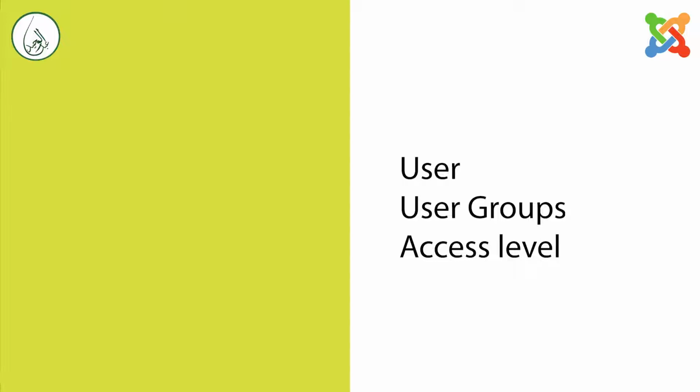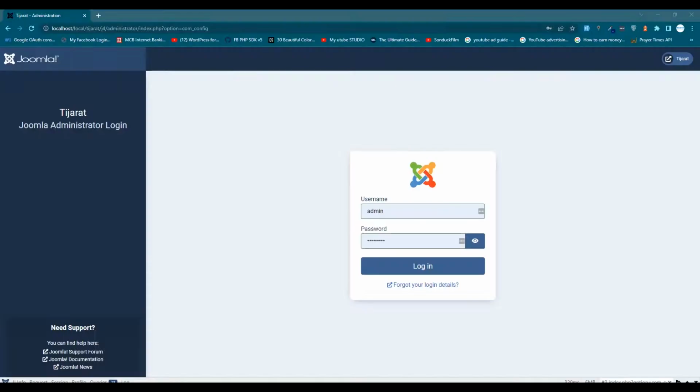A user is an individual login. Each person should have their own user. The login should not be shared among multiple people for security purposes. A user group is a group of users. User groups determine what a user can do. A user can belong to multiple user groups. Joomla comes set up with predefined user groups for convenience.